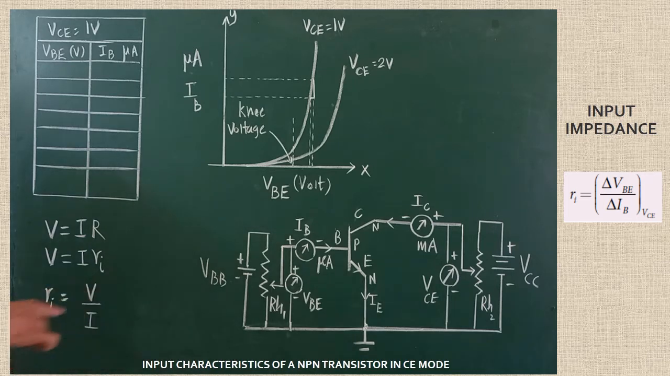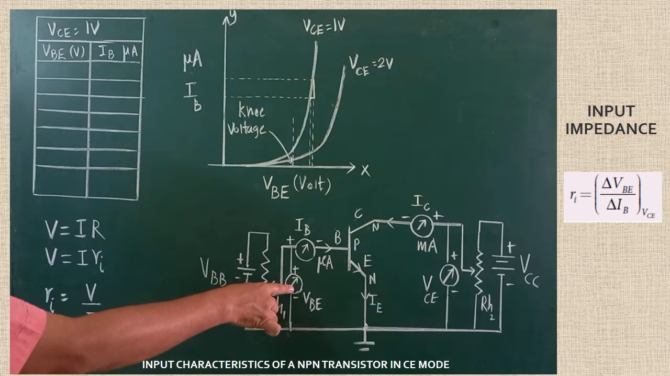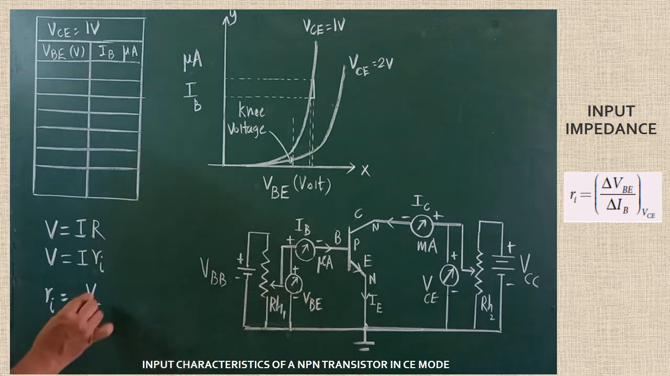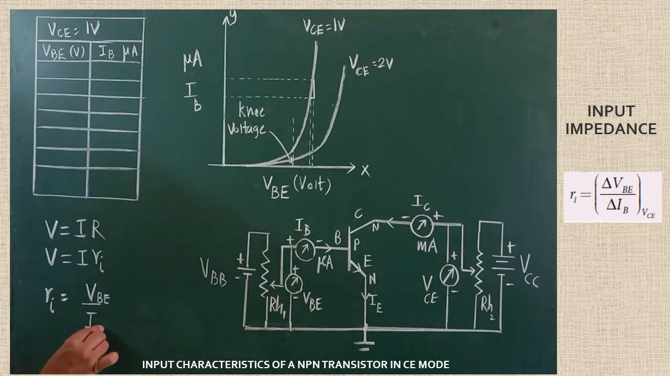Since it is input impedance, we have to find out which one is the voltage in the input region. Voltage across base and emitter is there. Therefore, here we can write it as VBE instead of simply V. Which current is flowing in the input circuit? Base current. Therefore, VBE is already written, and instead of I, the base current is the input current, so IB can be written.